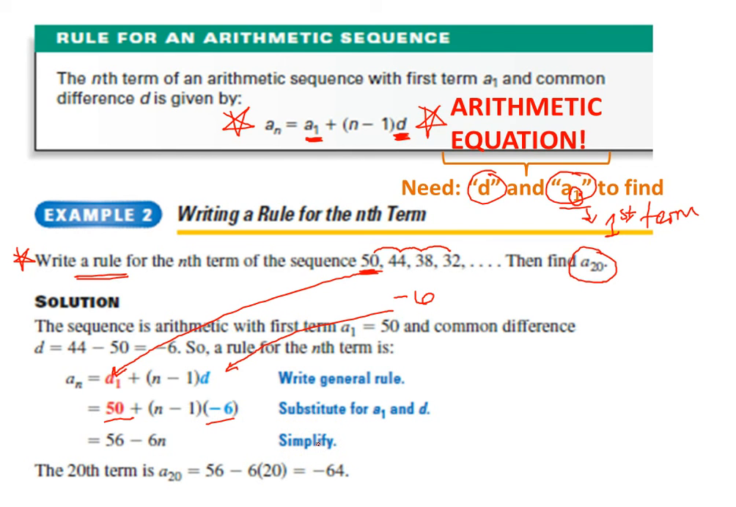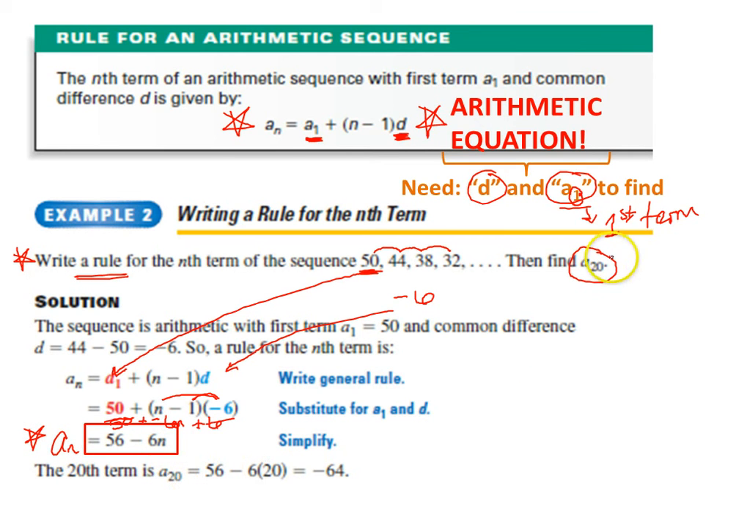And if you know a sub 1 and you know d, all you have to do is plug them in and then solve. What is -6 times n? -6n. -6 times -1 is +6. So what's our equation? -6n and 50 and 6 gives me 56. So our equation would be 56 minus 6n.